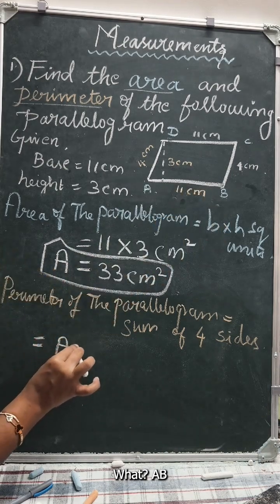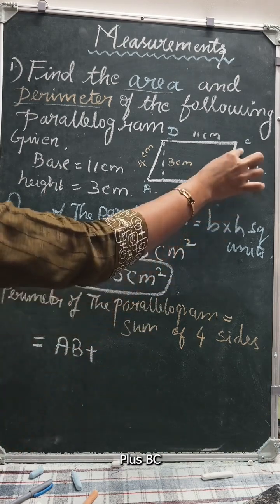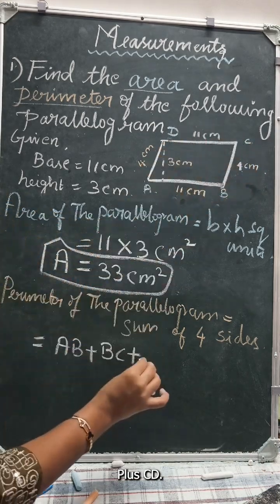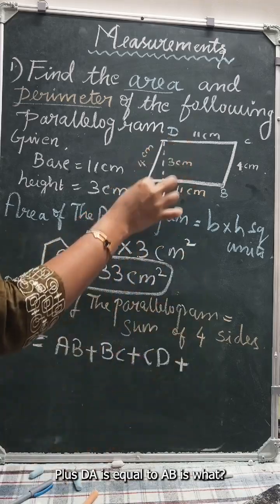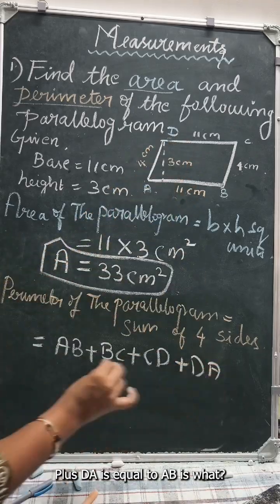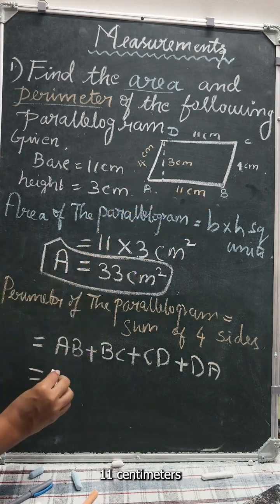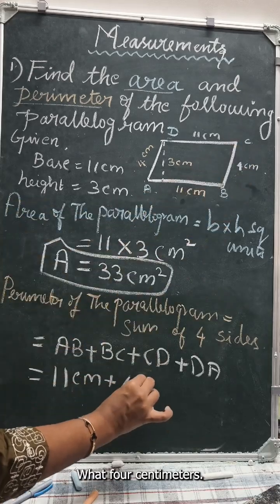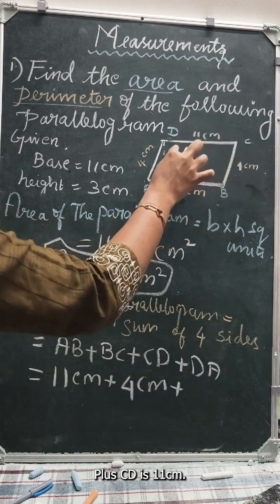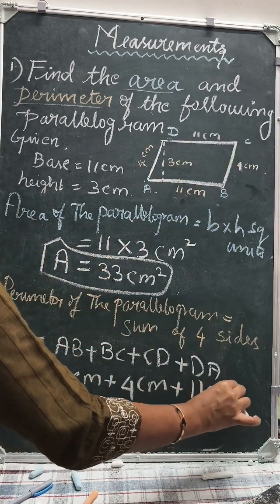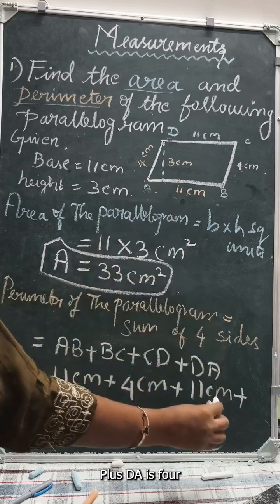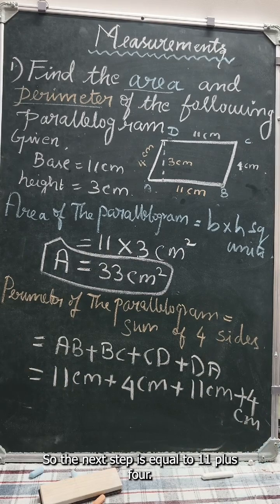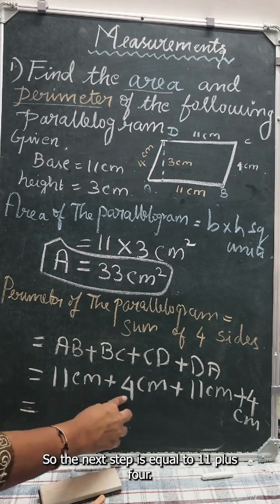AB plus BC plus CD plus DA. AB is 11 centimeter plus BC, 4 centimeter, plus CD is 11 centimeter plus DA is 4 centimeter. So the next step is equal to 11 plus 4, how much?